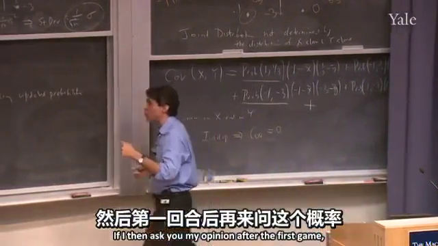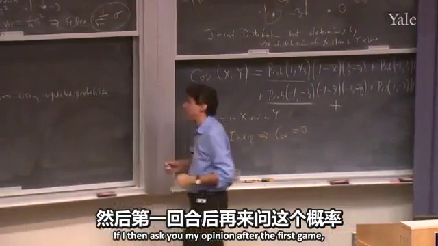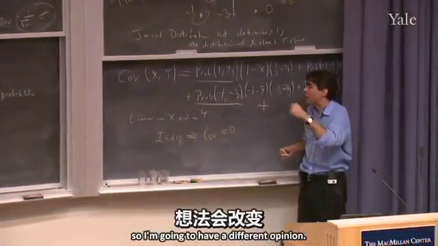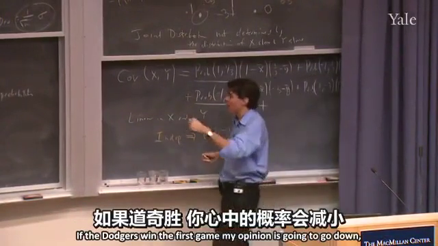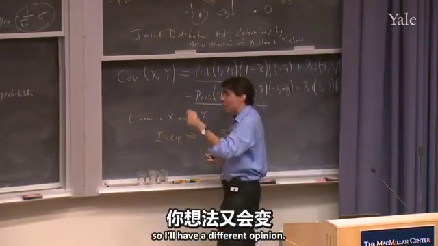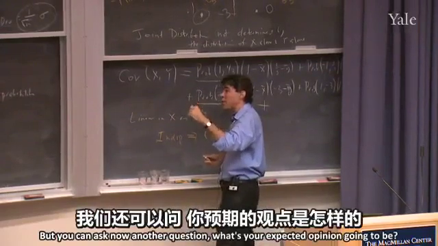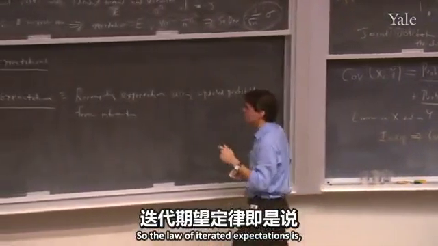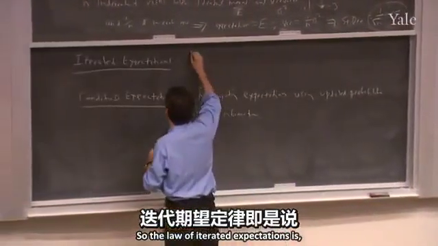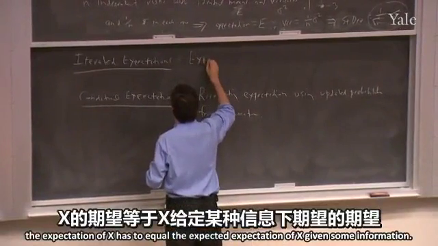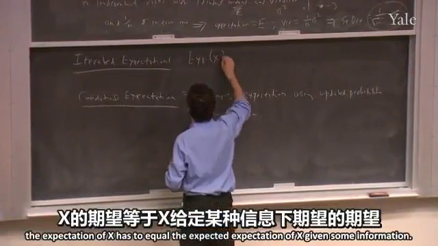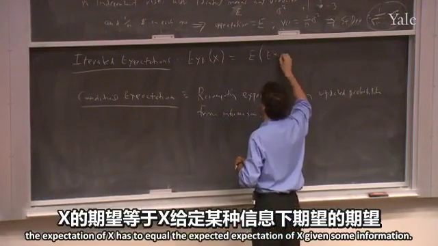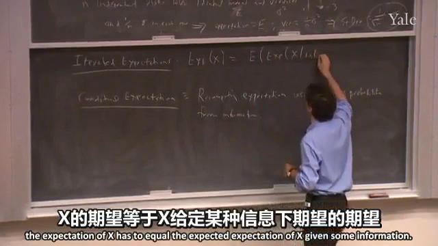If I then ask you my opinion after the first game, obviously if the Yankees win the first game, my opinion's going to go up. So I'm going to have a different opinion. If the Dodgers win the first game, my opinion is going to go down. So I'll have a different opinion. But you can ask now another question. What's your expected opinion going to be? So the law of iterated expectations says the expectation of x has to equal the expected expectation of x given some information.